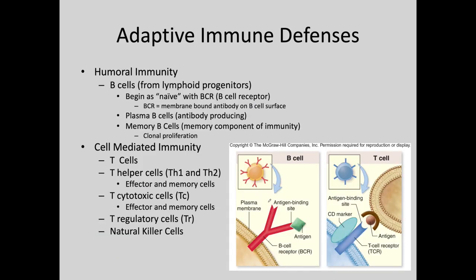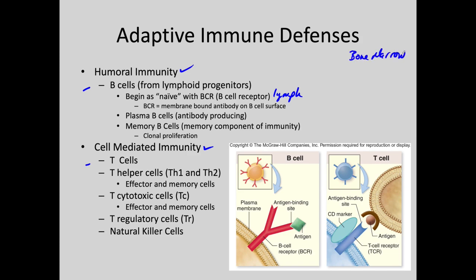Now, in the adaptive immune system, again, we have humoral immunity, including B cells, and cell-mediated immunity, including the different classes of T cells. Both come from lymphoid progenitor cells. Now, B cells will begin as a naive B cell when they are in the lymph node. Prior to that, they develop in the bone marrow. Both B cells and T cells begin in the bone marrow.